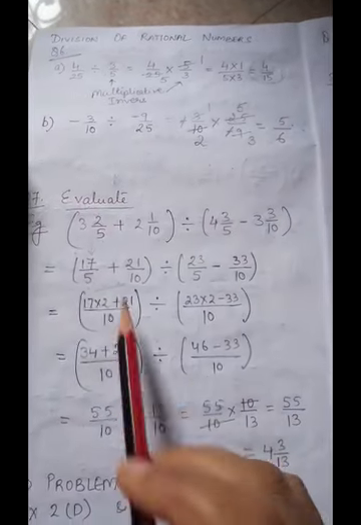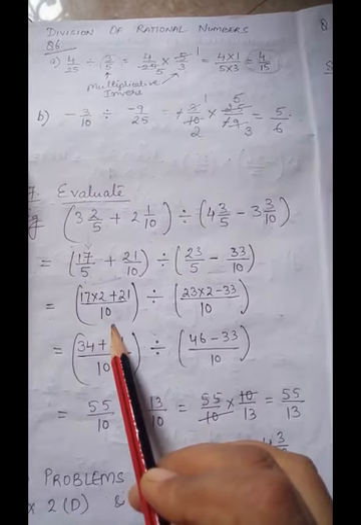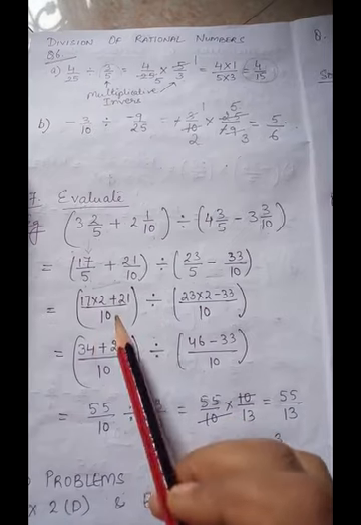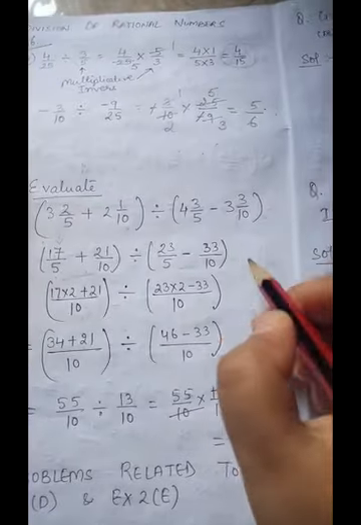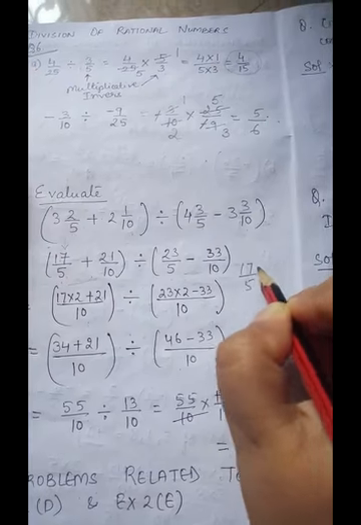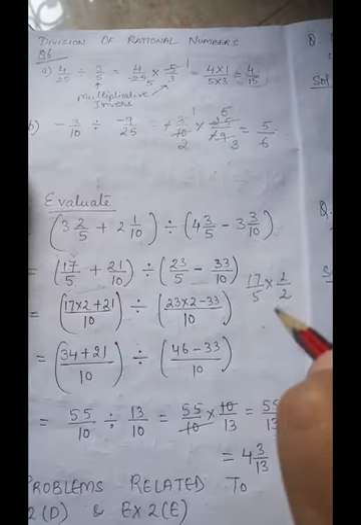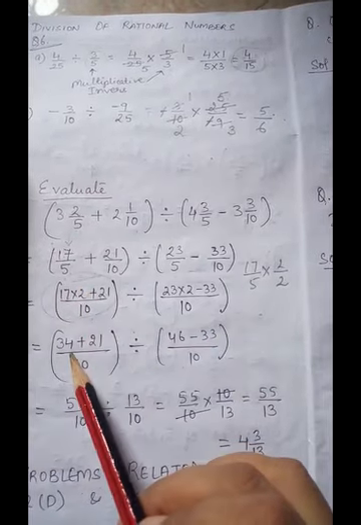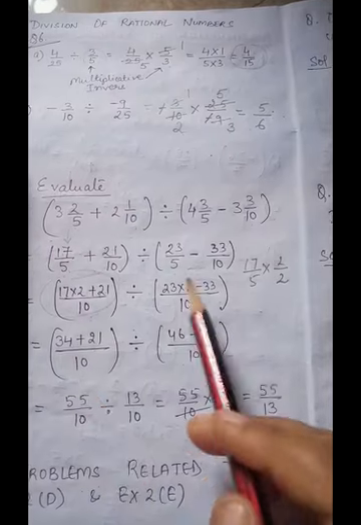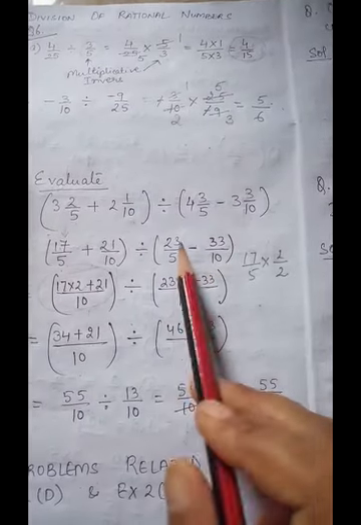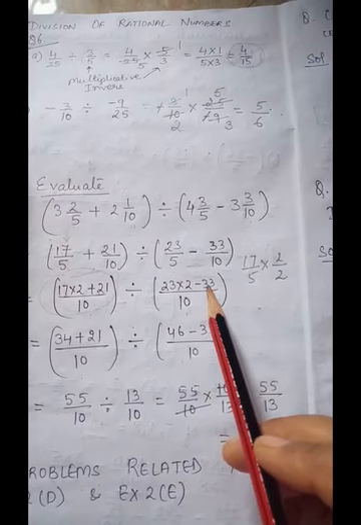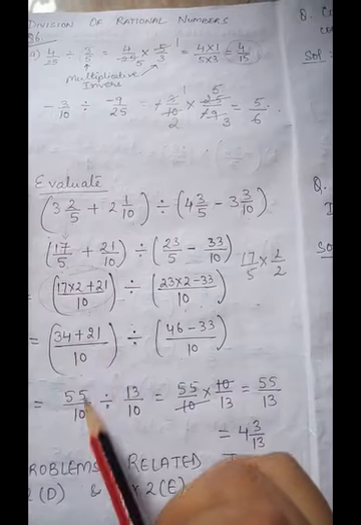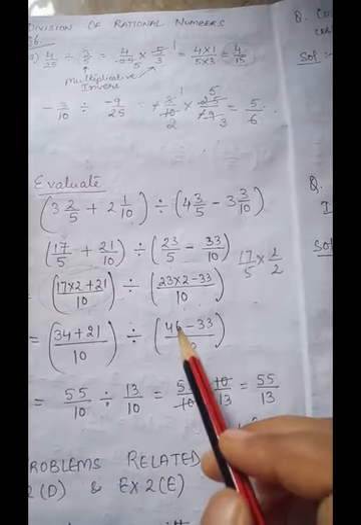So the LCM is 10. So this will be multiplied by 2, plus 21 upon 10. You can also understand this like this: 5 into 2 is 10, so we have directly written it over here. 17 twos are 34, plus 21 upon 10. And here also the LCM is 10, so this is 23 into 2, minus 33 upon 10. 34 plus 21 is 55 upon 10, divided by 13 upon 10.